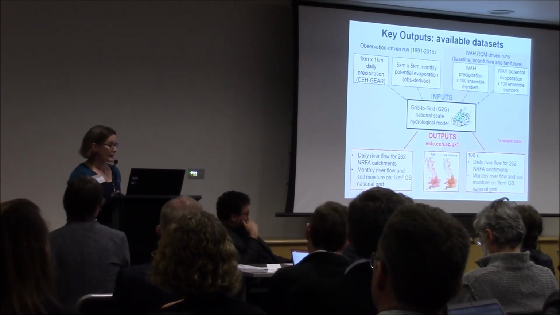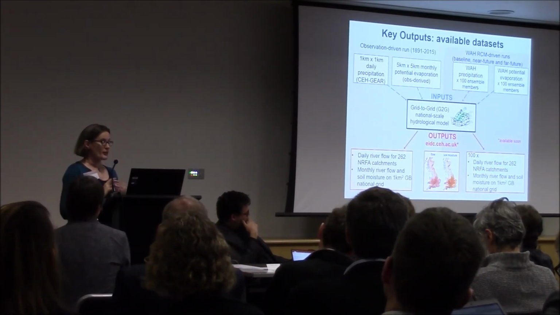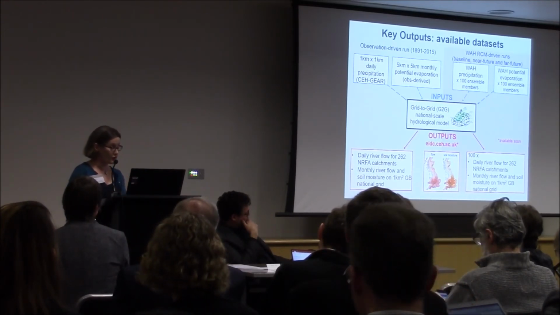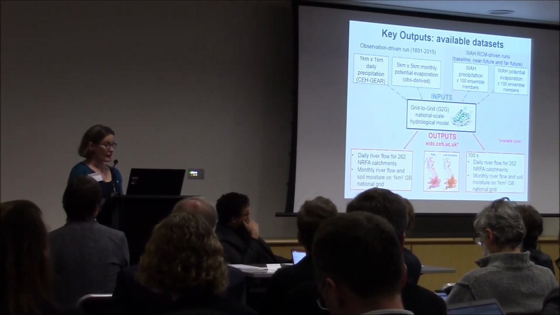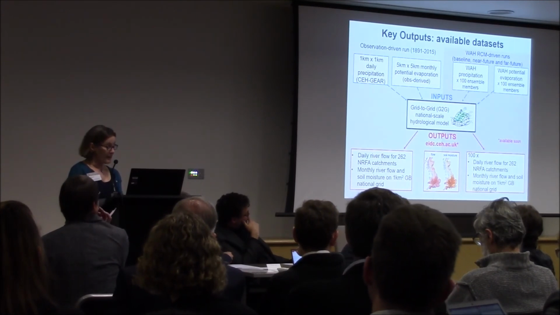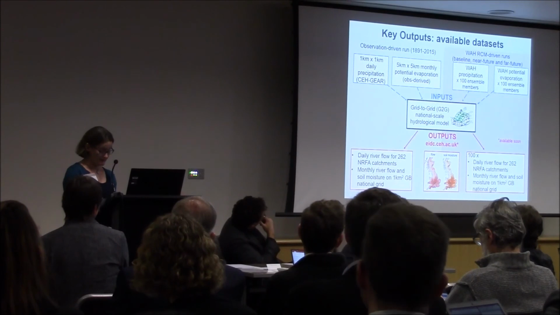And finally, we're making a lot of our outputs available. We're making outputs from grid-to-grid, from observation-driven runs, and future runs. There's an awful lot of that data. Broadly, we're making monthly grids of flows and soil moistures available on CEH-EIDC, and also daily river flow from more than 250 catchments across Britain.